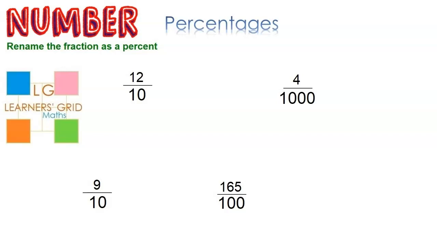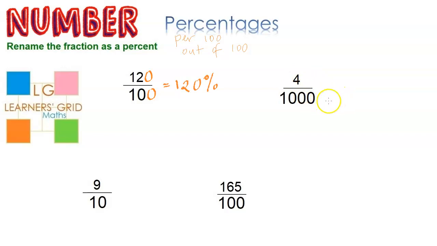We're going to be renaming these fractions as percents. One of the key pieces of knowledge that you're supposed to know is that percent means per 100 or out of 100. It's kind of important and kind of handy, especially when we look, for example, at the very first one here, 12 over 10. It needs to be out of 100. So let's multiply the 10 by 10 to make 100. And whatever I do to the denominator, I've got to do to the numerator. So 12 times 10, just put a 0 on the end as well because it's 120. Now it's out of 100. And so 120 is the percent because it's out of 100.